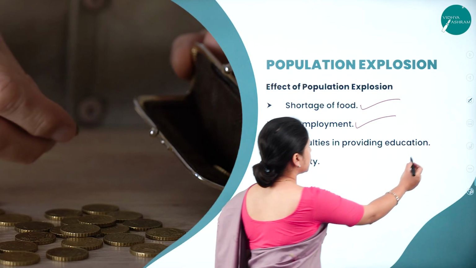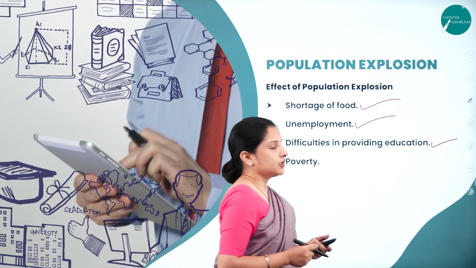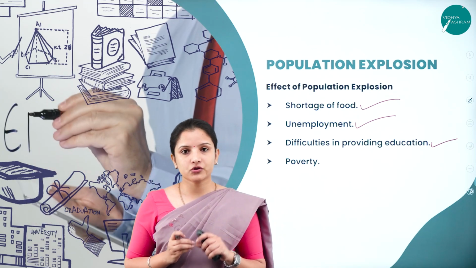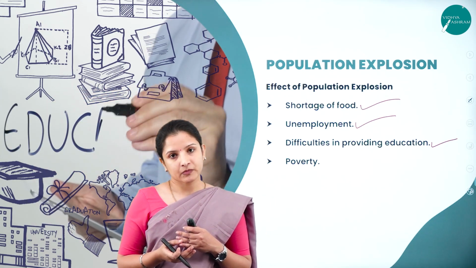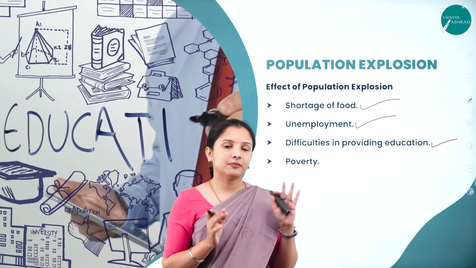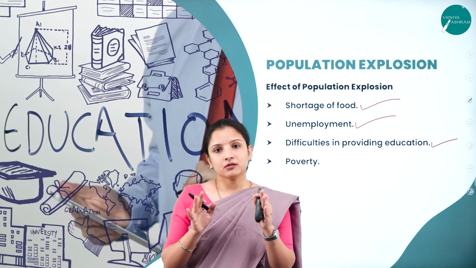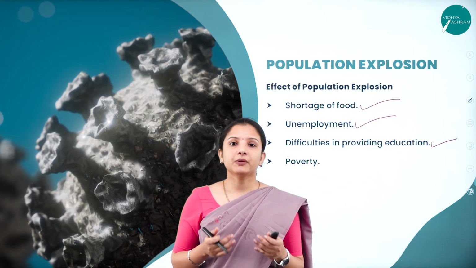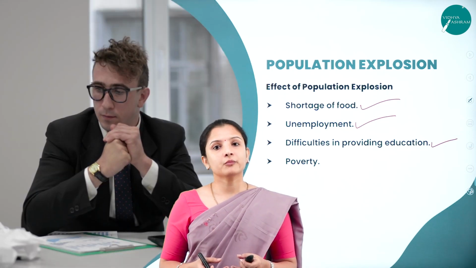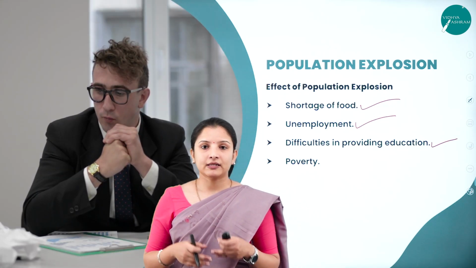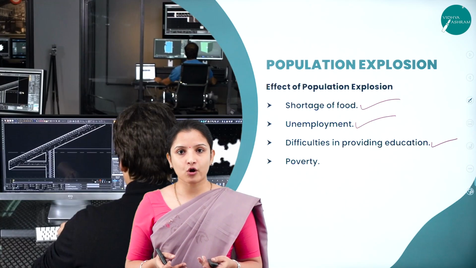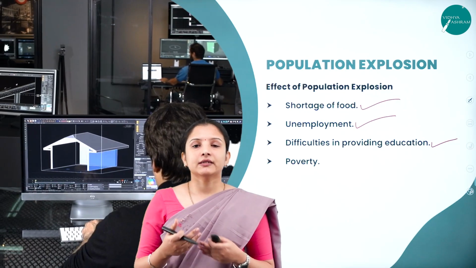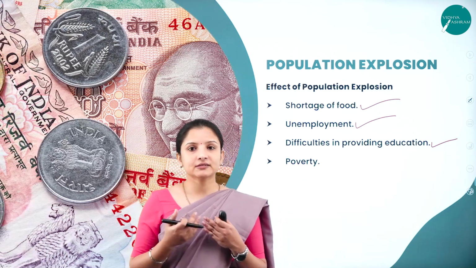And next is difficulties in providing education. If in a family you have either 1 or 2 children, it is easy to educate them. The best example I can give you is the corona crisis which we are facing now, the coronavirus, right? Many people have lost their jobs. The economy of the country has declined. Even though people are having jobs, the government or the company is not able to give the employees their regular pay, right? It is difficult.